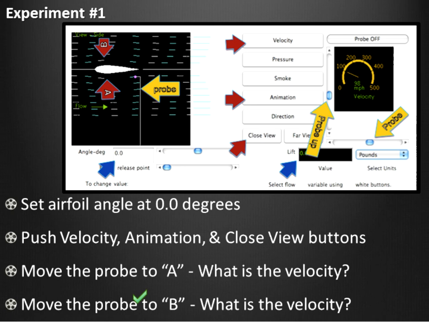Okay? And make sure you write B and then write the velocity so I know I'm not still looking at the same one.